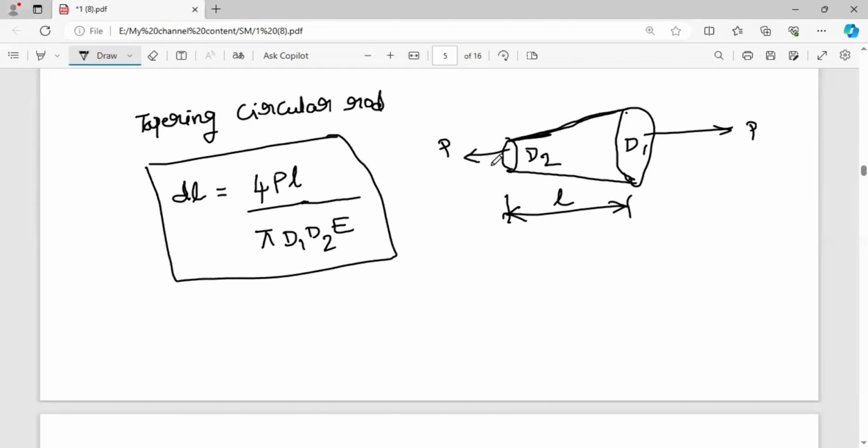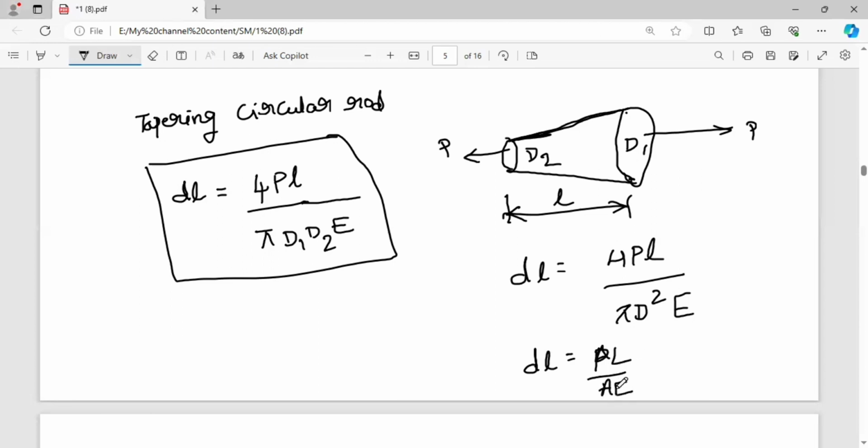If the diameters are different, that is the taper case. Whereas if the rod is uniform, that means the diameters are the same, then dL equals 4PL by pi d square E. That is nothing but our regular PL by AE, because pi d square by 4 is the area. So for the important concept from the ECET and GATE point of view, the change in length for the tapering circular rod is given by dL equals 4PL by pi D1 D2 E.